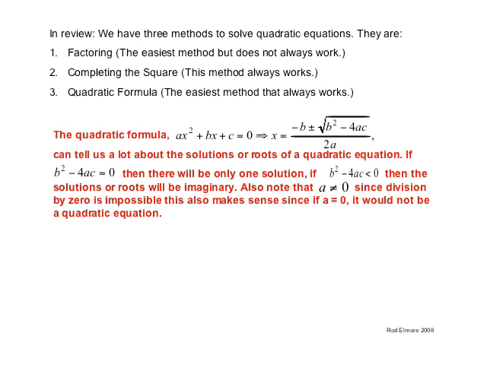Now, the quadratic formula itself can tell us a lot about the solutions or roots of the quadratic equation. If b squared minus 4ac equals 0, then there will only be one solution. If b squared minus 4ac is less than 0, then the solutions or roots will be imaginary, because that would give us a negative inside the square root. Also note that a cannot equal 0, since division by 0 is impossible. This also makes sense since if a equals 0, it would not be a quadratic equation.